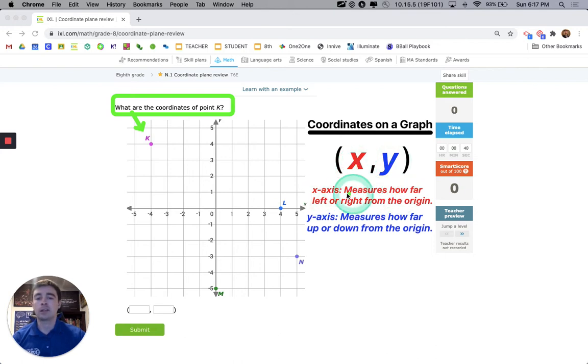Here it says x-axis measures how far left or right we are. And for this one, for point K, if I go ahead and change color to red, we can see that it lines up on the x-axis with -4. And it lines up on the y-axis with +4. So when I identify the coordinates here, I'm going to put a -4 in the first box for x, and a +4 in the second box for y. That tells me 4 units to the left on the x, and the 4 for the y tells me 4 units above the origin. That's how I identify point K's location.